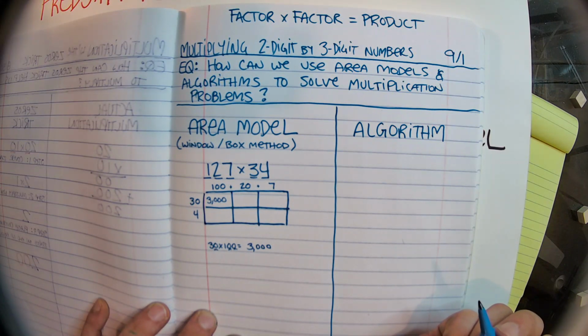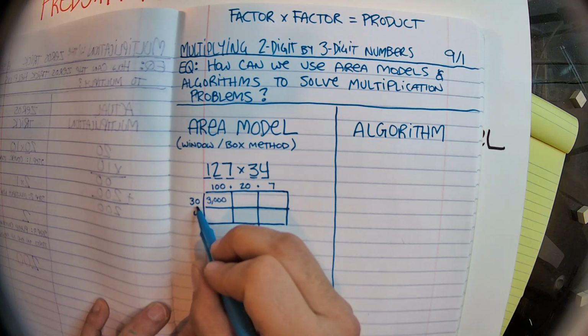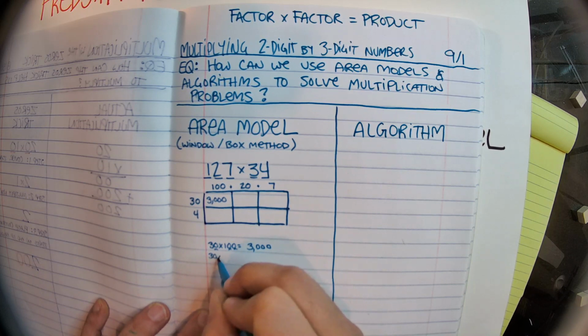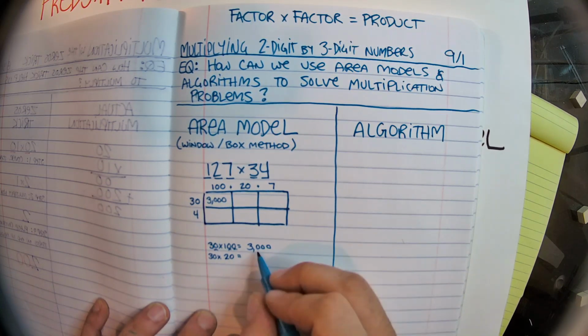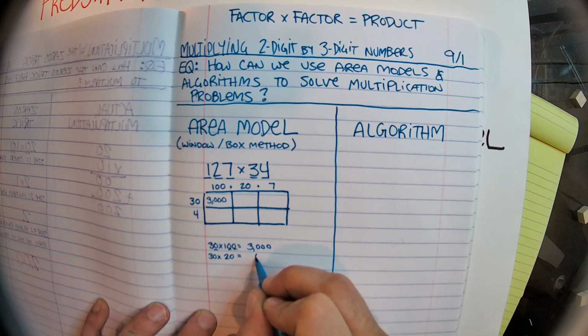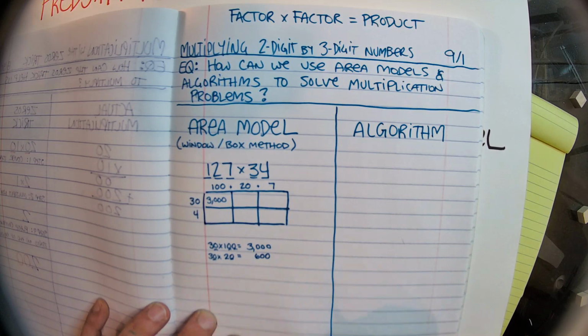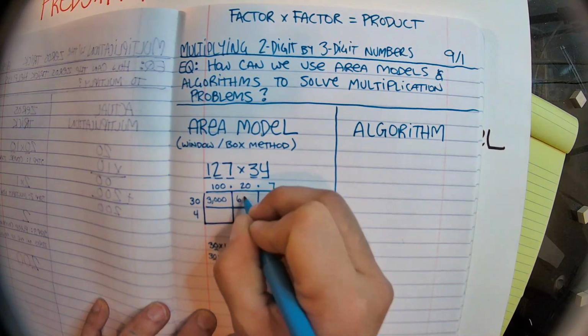The next thing that you're going to do is multiply 30 times 20. So 30 times 20. 3 times 2 is 6, and I have 2 zeros. So my next number is 600. So 30 times 20 is 600.